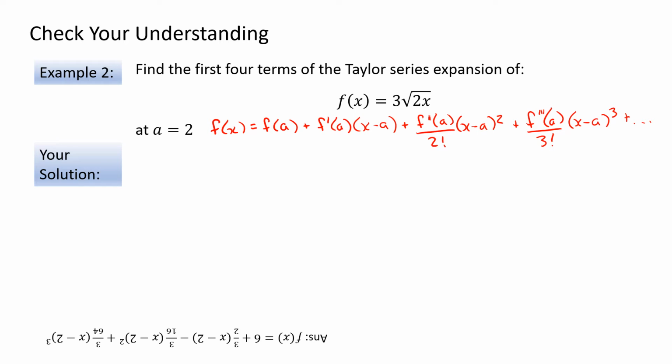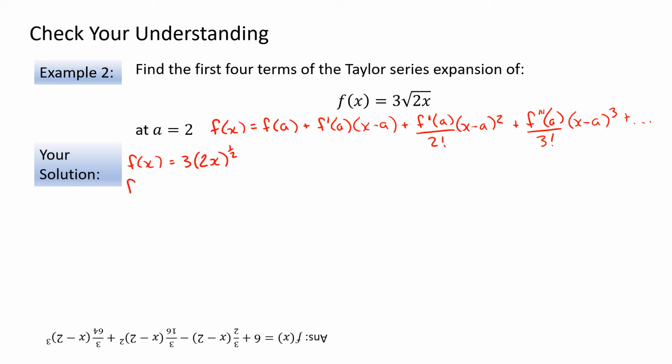So then again, I'm going to start by writing the function. So I have f of x is equal to 3 times, I will write it in terms of an exponent because then we can just use power rule to solve for it. 3 times 2x to the exponent 1/2. Okay?